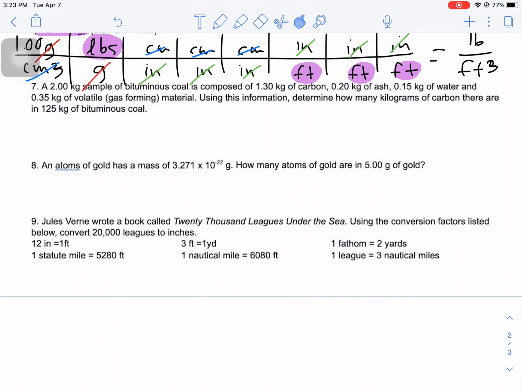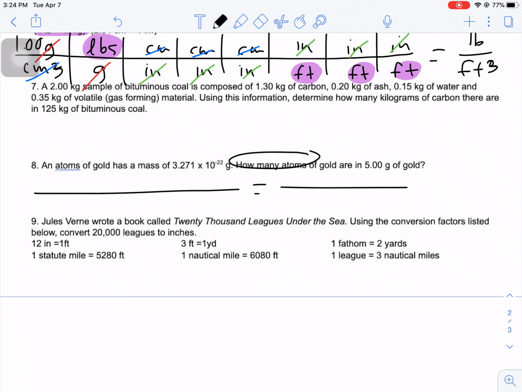All right, next problem. An atom of gold has a mass of 3.27 times 10 to the negative 22 grams. How many atoms? This is actually easier than it looks. Okay, so we're going to set up our monorail, and we are solving for how many atoms. Now, what we do know is how many grams we're given. So we are given 5.0 grams of gold.